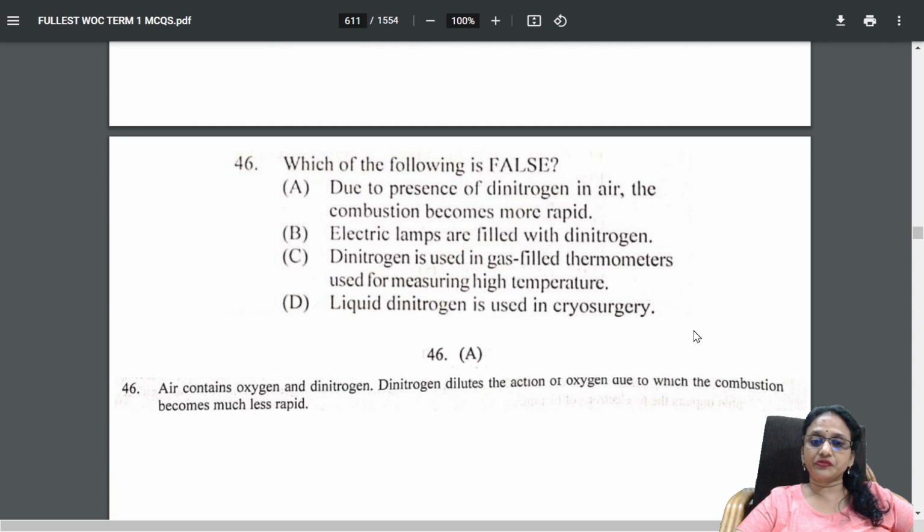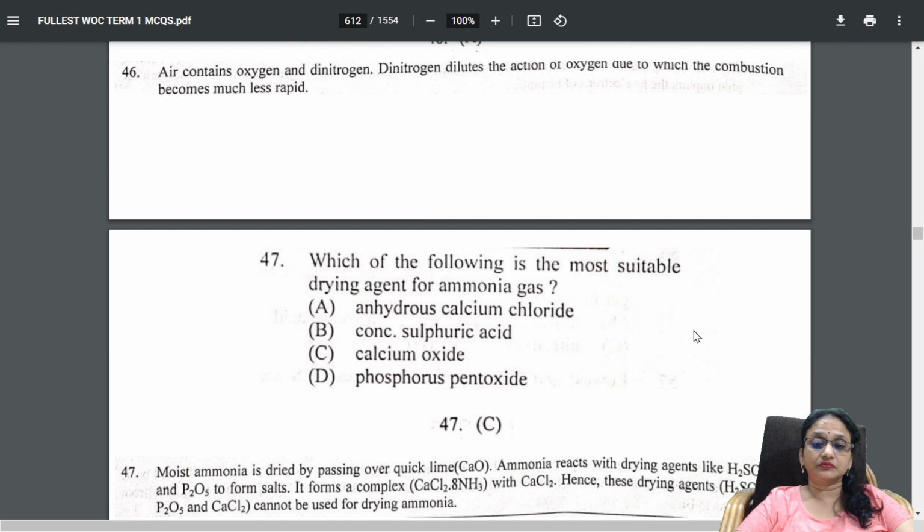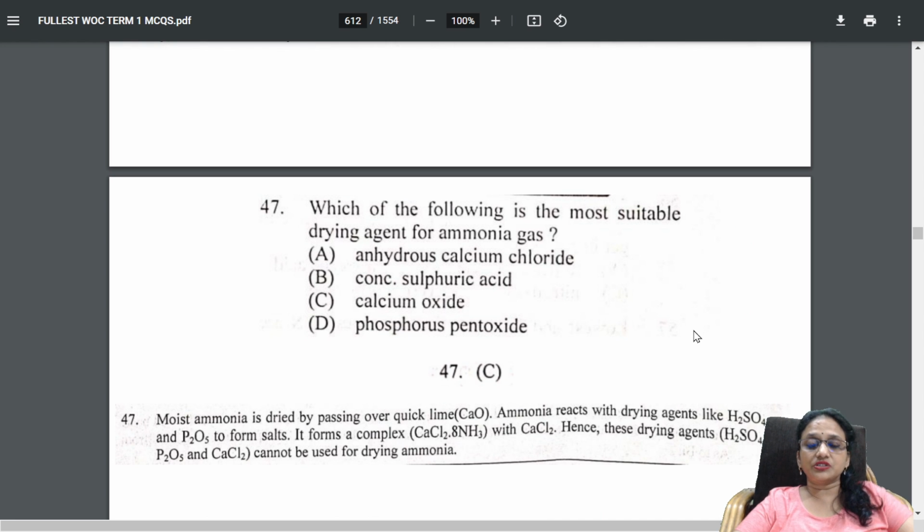This is a question: which of the following is false? So always remember in MCQs, both incorrect statement, correct statement, false statement, correct statement, like that, elimination process questions will be more.